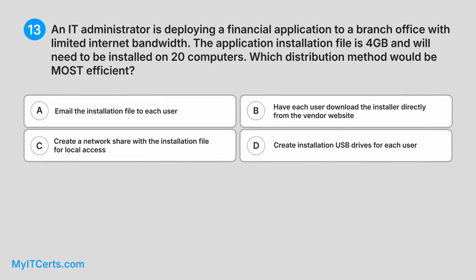13. An IT administrator is deploying a financial application to a branch office with limited internet bandwidth. The application installation file is 4 GB and will need to be installed on 20 computers. Which distribution method would be most efficient? A. Email the installation file to each user. B. Have each user download the installer directly from the vendor website. C. Create a network share with the installation file for local access. D. Create installation USB drives for each user.